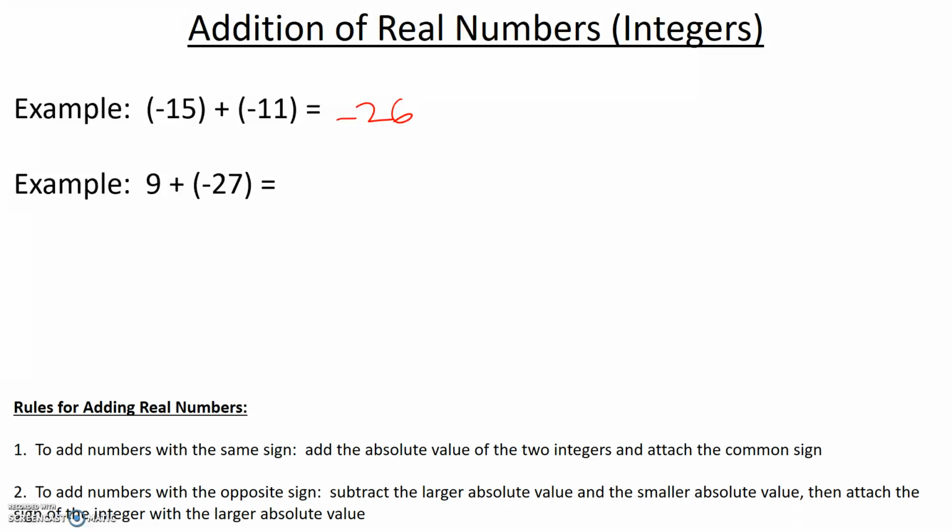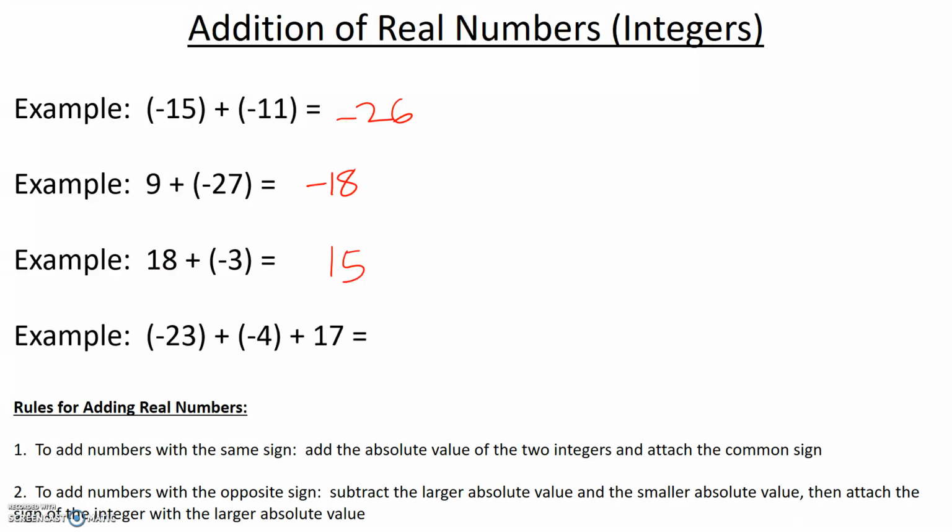9 plus -27. To add numbers with opposite signs, subtract the smaller absolute value from the larger absolute value. 27 minus 9 is 18. Then we attach the sign of the integer with the larger absolute value. Since 27 is larger, our answer is going to be negative 18. Another example, 18 plus negative 3, signs are opposite, so we subtract 18 minus 3, which is 15, and we attach the sign of the larger absolute value, which is, in this case, positive, so our answer is going to be positive 15.